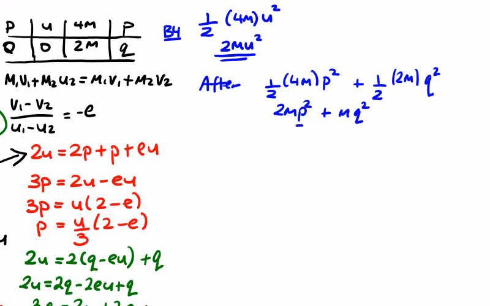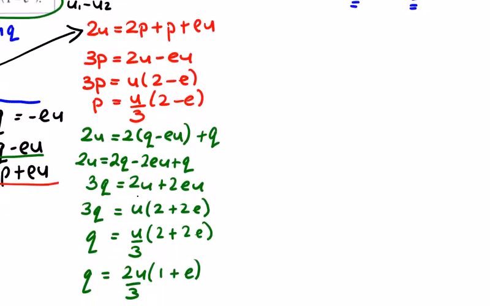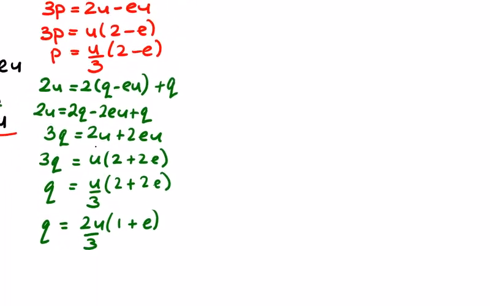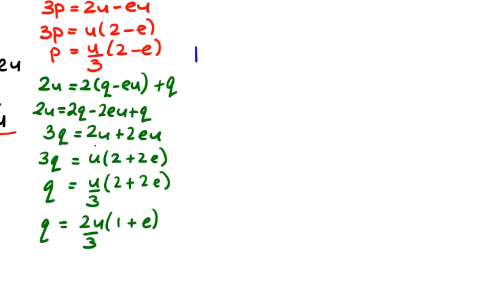And what I'm going to do is work out p squared and q squared and then bring them back in. So what do we get for p squared and q squared? Well, here's p. P squared is equal to the whole thing squared, which is a product, so both of them squared. So u squared over 9 times (2 minus e) squared.